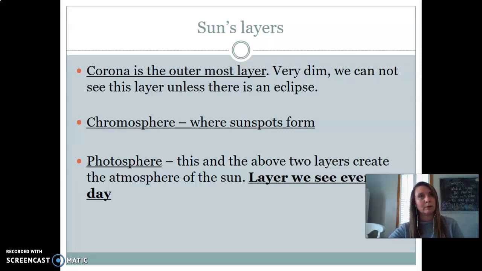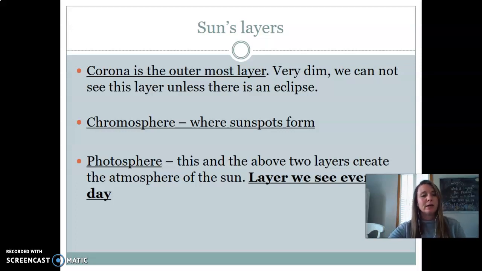So if you were able to look at the Sun through a telescope, which we do have ways to do, they have little almost sunglass caps that we can put on telescopes, and we can see these sunspots. I'll show you some pictures here in a little bit.